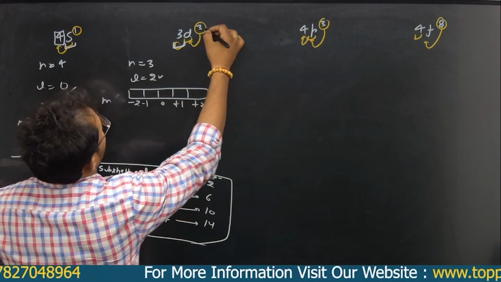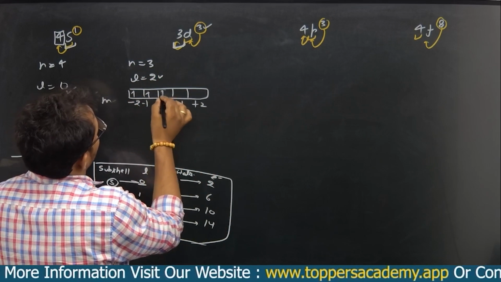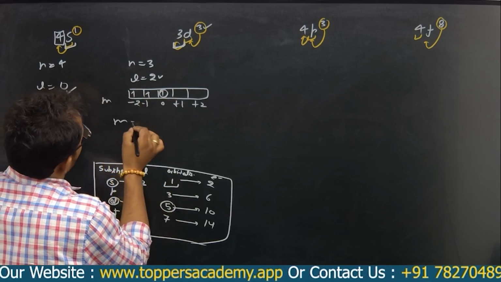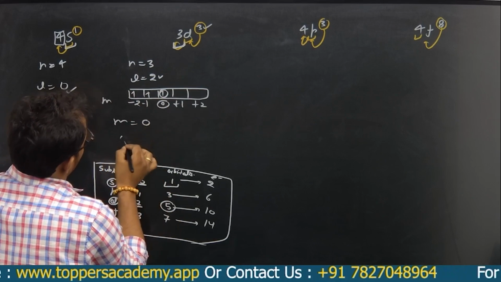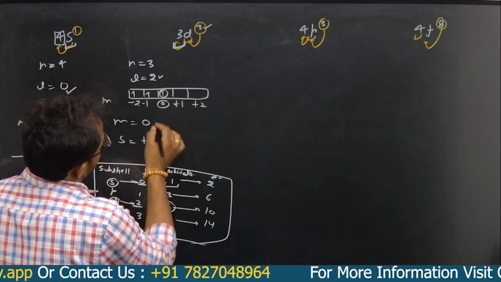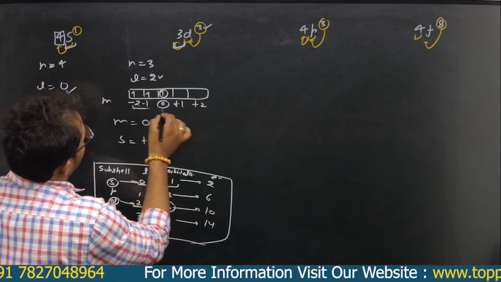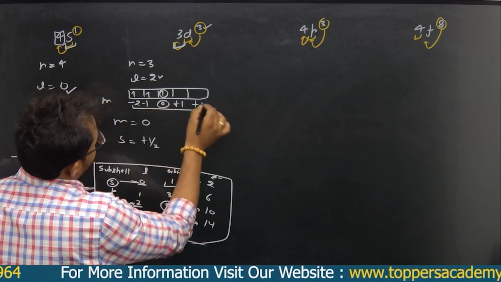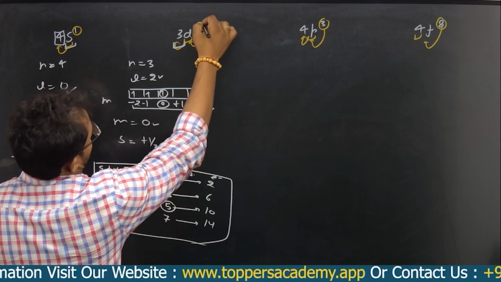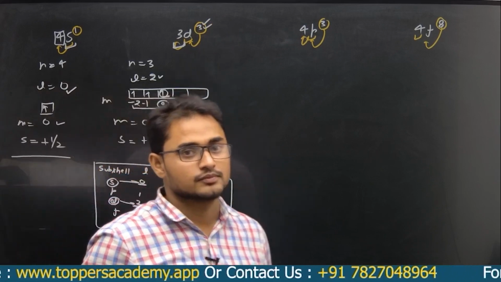Now I will fill in 3 electrons here: 1, 2, 3. For the third electron, the value of m will be 0. The value of s will be plus half, because it is clockwise, present in the up direction. These were the possible values of m, but out of these 5 possible values, only m equal to 0 is suitable for the third electron.